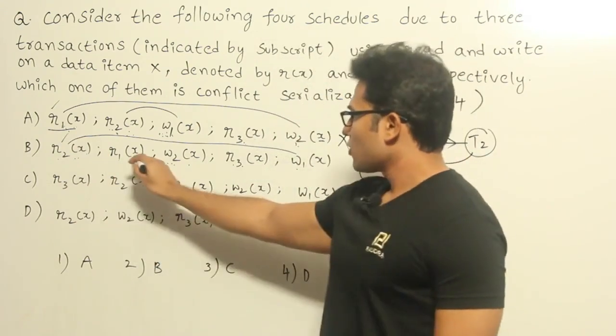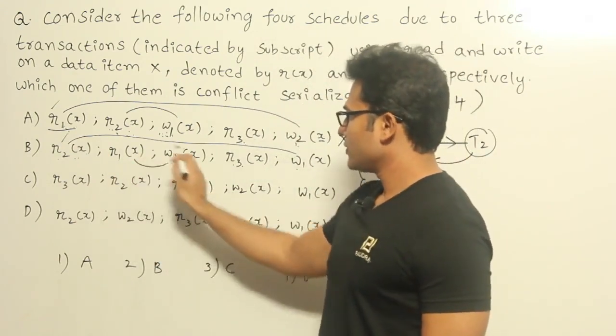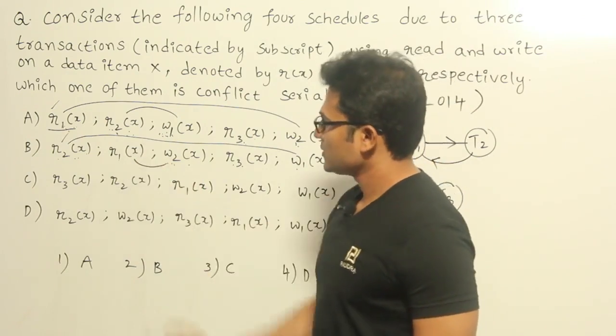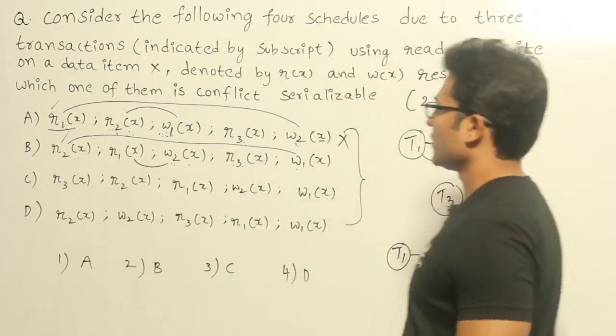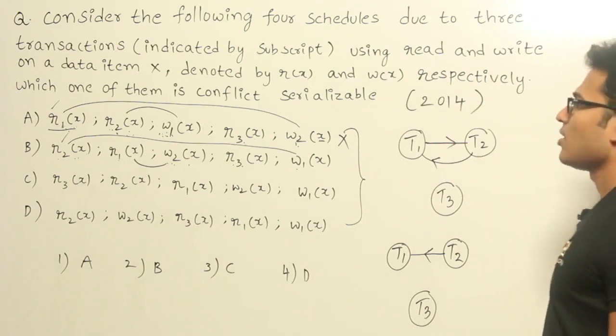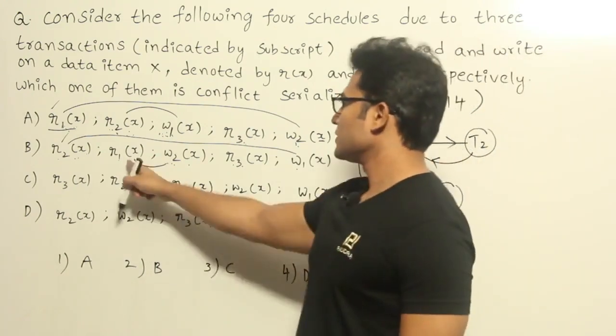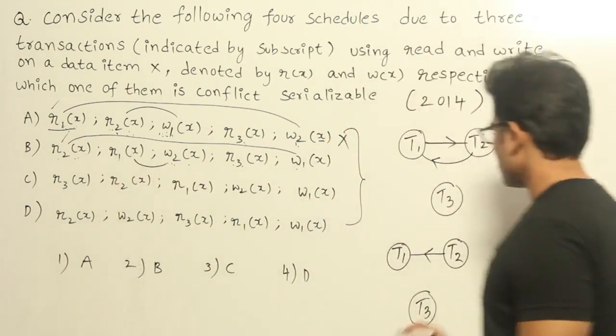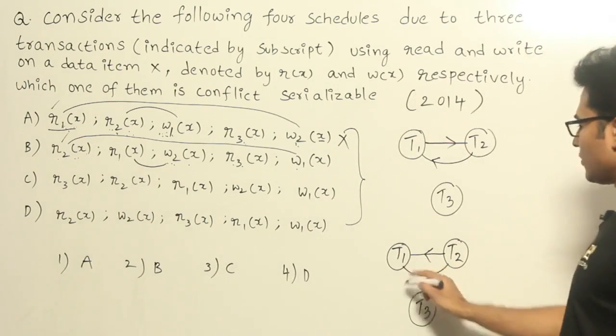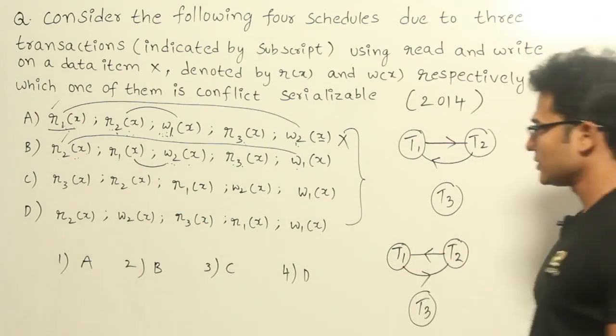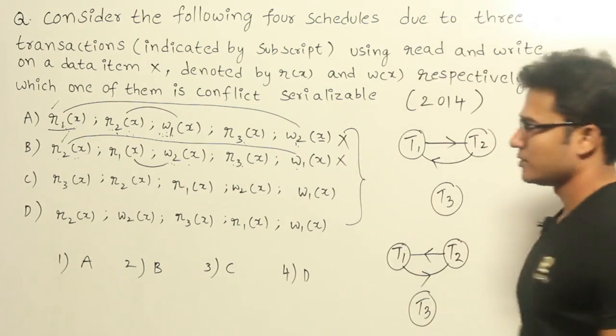Now these 2 are conflicting because both are acting on the same data item, both are from different transactions, and one is read and other is write. Okay, now it is saying that R1 followed by W2, which means T1 followed by T2. So it is saying this thing. Now if you see this, there is a cycle, therefore we can say that this is not conflict serializable, right?